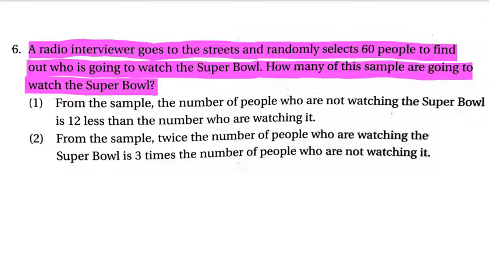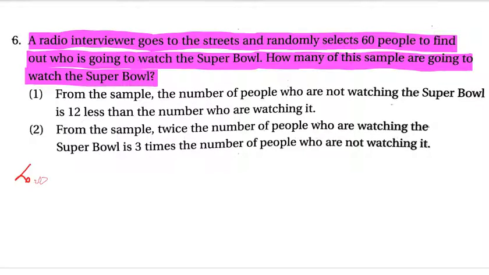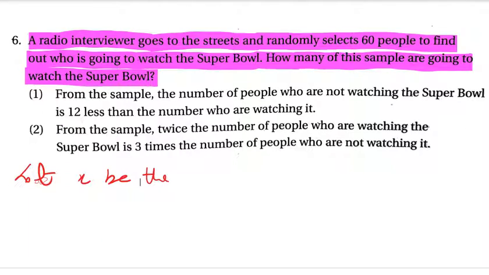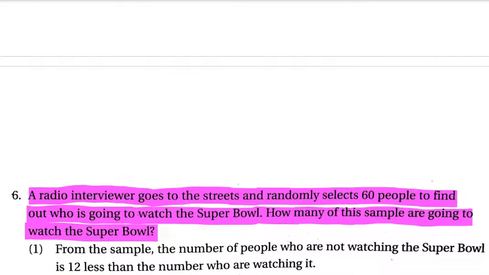Okay, so I am assuming, say let x be the number of people. Let's write it on top. I think I got some space here. I got a lot of space on top, so let's write it on top. Let's rub this off. Okay, so we are going to apply the first condition. You can see the first condition. So from the sample, the number of people who are not watching the Super Bowl is 12 less than the number of people who are watching.